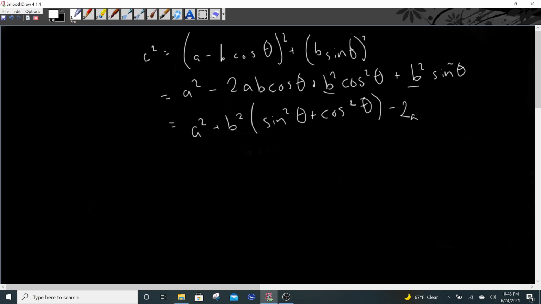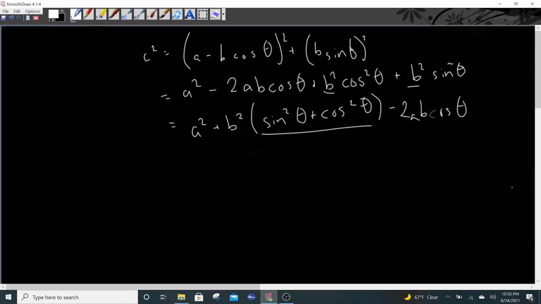But let me just put down our 2ab cosine theta. Now, sine squared theta plus cosine squared theta is equal to 1. That proof, I suppose I could show it to you. Let me find that real quick in my notes. This, like most of the stuff that we've been doing so far, is going to require Pythagorean's theorem.